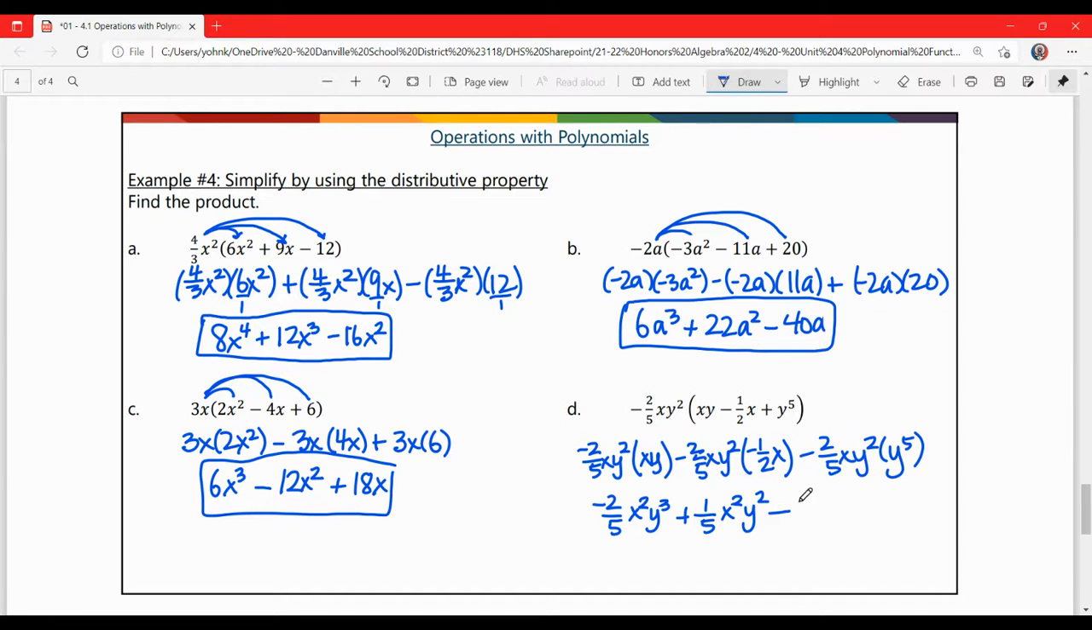Minus, then I have 2/5 x, and then y to the 2 plus 5 is 7. Now none of these are like terms. x squared y cubed, x squared y squared, and x y to the 7th are all different. So I'm done.